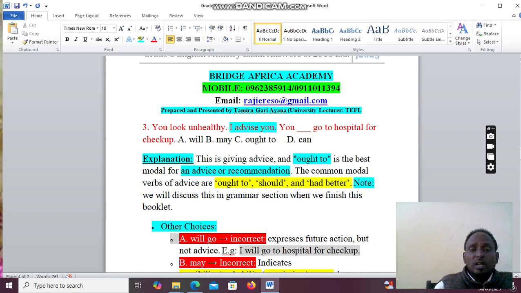This is giving advice, and ought to is the best modal for an advice or recommendation. Ought to is used for advice or recommendation. The common modal verbs for advice are ought to, should, and had better. These are the common ones, and we will discuss this in grammar section when we finish the booklet actually.